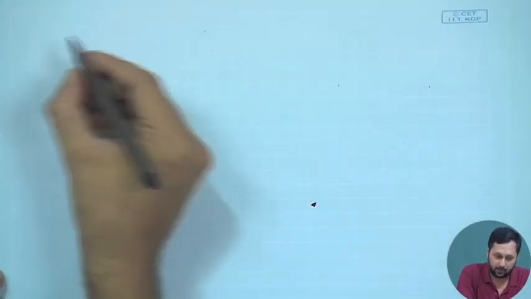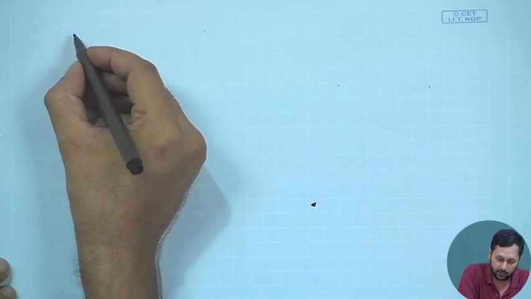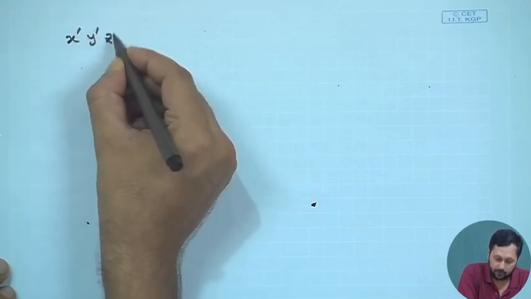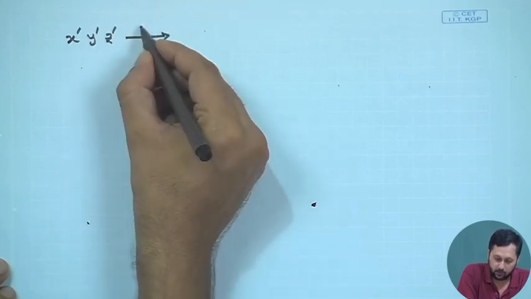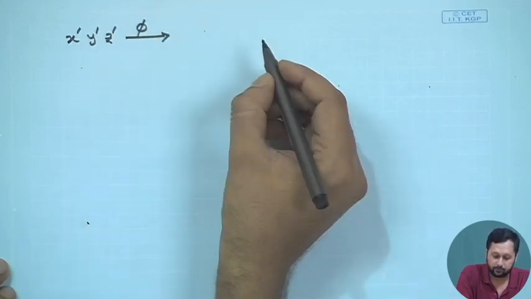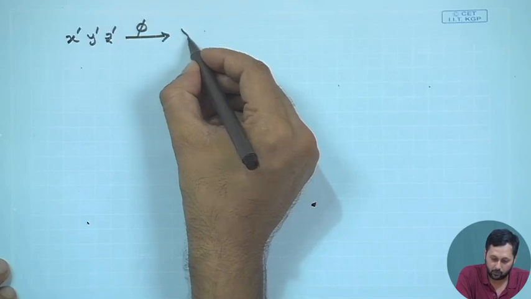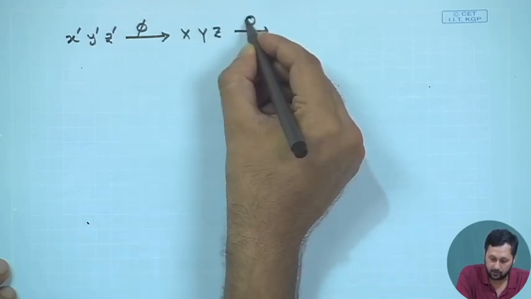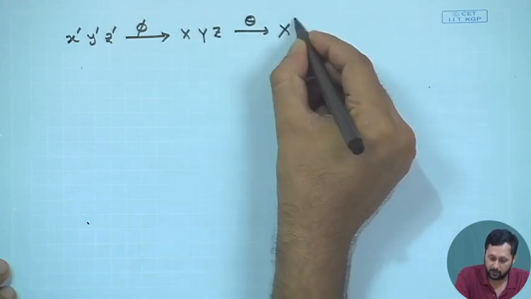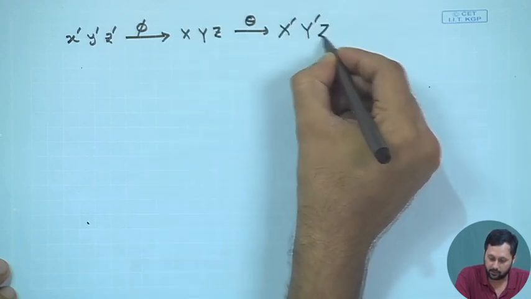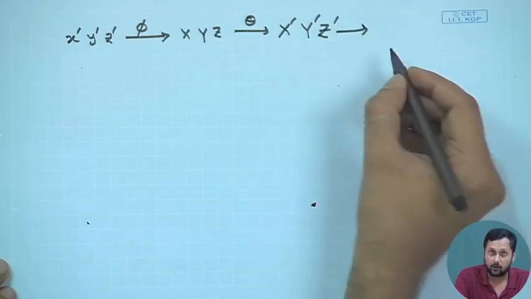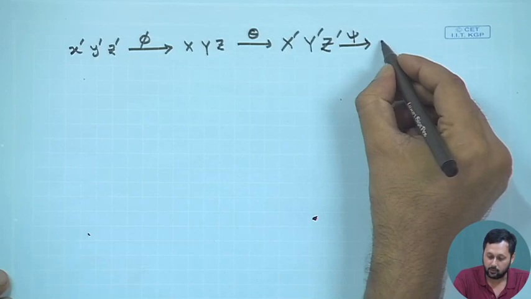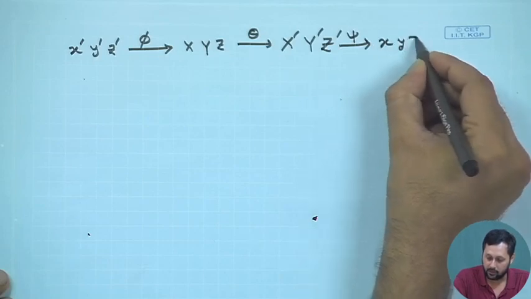So, the flow of movement, if we just go by the notation, is x prime, y prime, z prime. Just to summarize, we have phi, then we go to capital X, capital Y, capital Z. Theta, we have capital X prime, capital Y prime, capital Z prime. Okay, phi, theta, and then we have psi, we go to x, y and z.